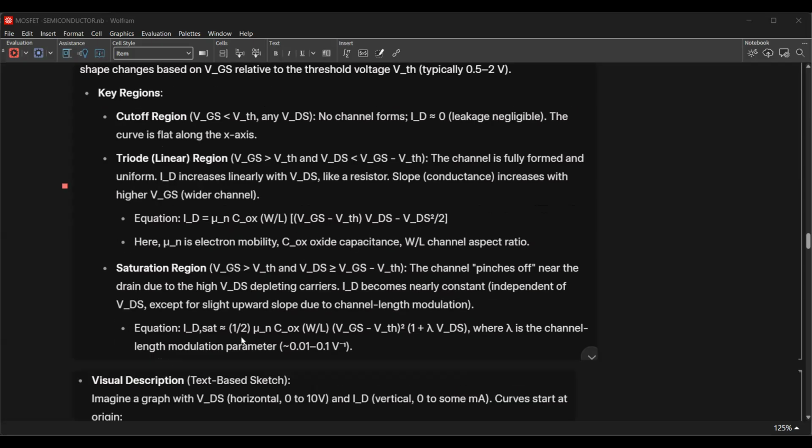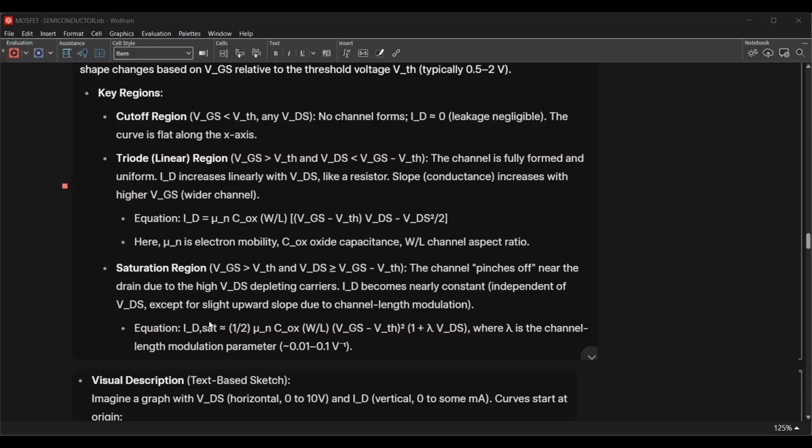The saturation region: in the saturation region, VGS is greater than VTH and VDS, the voltage between the drain and the source, is greater than or equal to the difference between VGS and VTH. The channel pinches off near the drain due to the high VDS depleting carriers. So the drain current becomes nearly constant. This is independent of VDS, except for a slight upward slope due to channel length modulation.